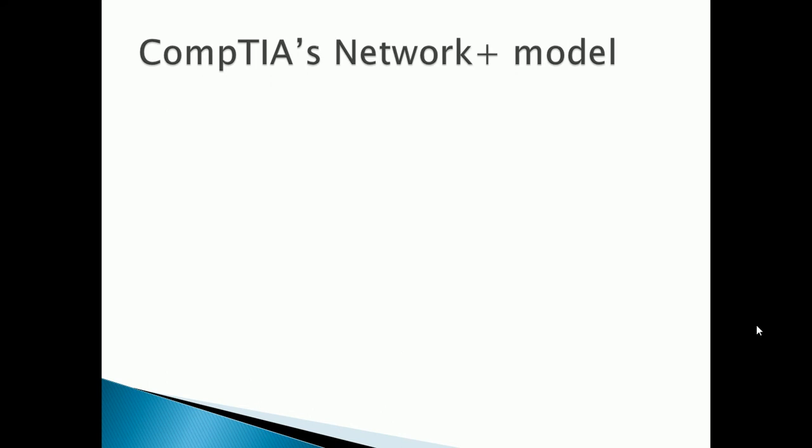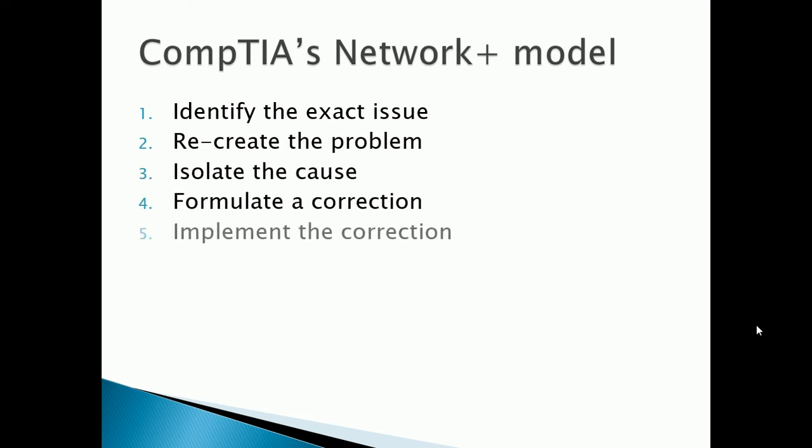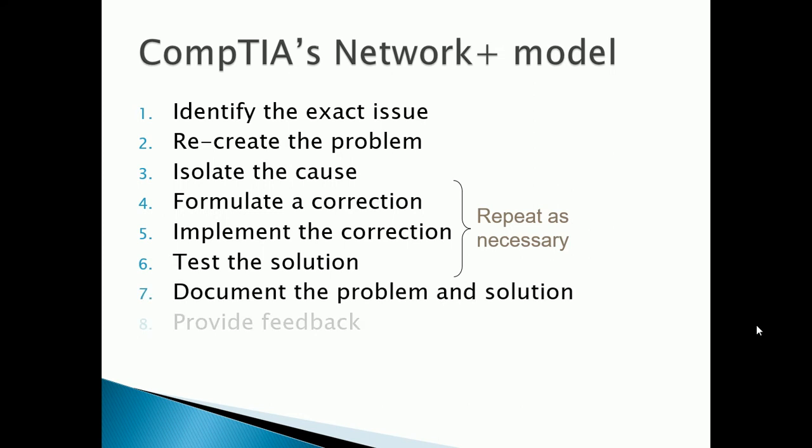The Network Plus model, also from CompTIA, has a whole bunch of these, right? In Network Plus, they say identify the exact issue, recreate the problem, isolate the cause, formulate a correction, implement the correction, test the solution, and repeat this as necessary. Formulate correction, implement, test, over and over again. And then you document the problem and the solution and provide feedback. It's very similar to the other one, except what I don't like about this one is it starts with identifying the exact issue. That's probably the hardest part in troubleshooting, and it's listed as the first thing. If I could do that, the rest of this is very easy.